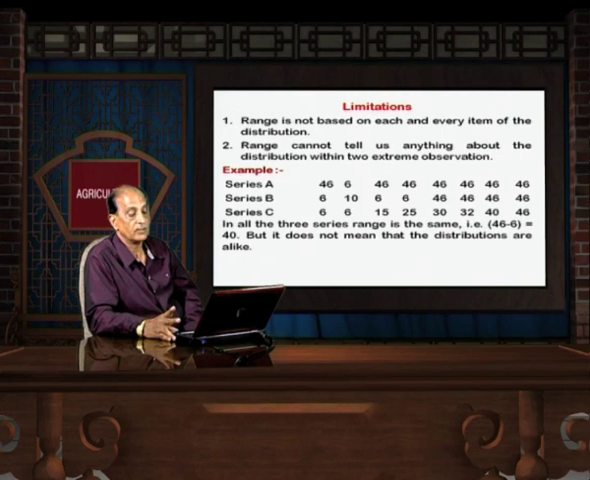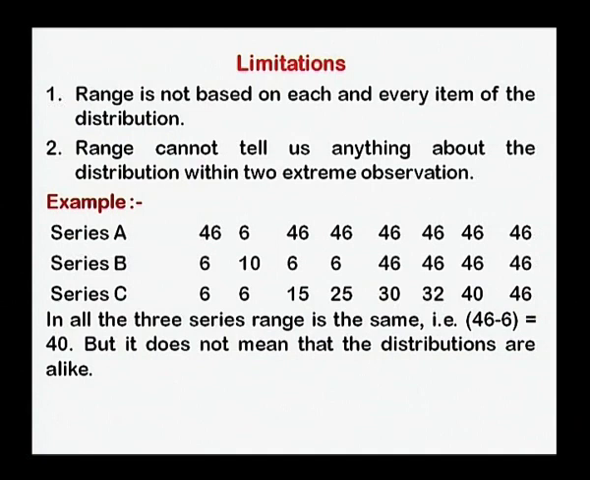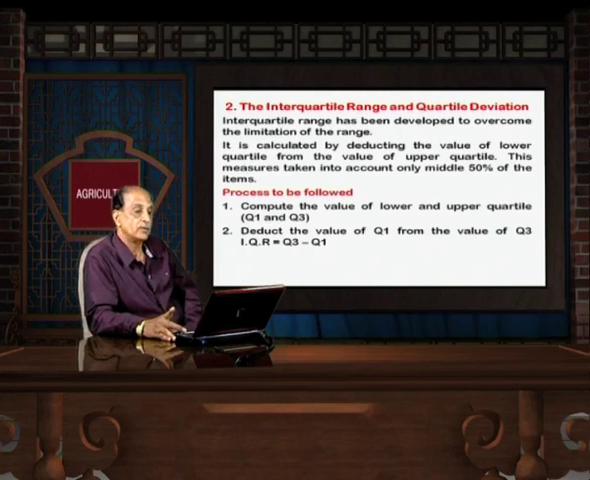but so far as the variations in the data are concerned, that is highly considerable. So, it does not mean that the distributions are alike; there is a lot of variation in the values given in the three series. So, the range does not give the exact idea about the variations of the data given in the series. So, we have to adopt a second method so as to overcome the limitations of the range method.